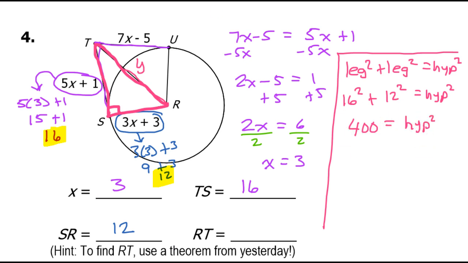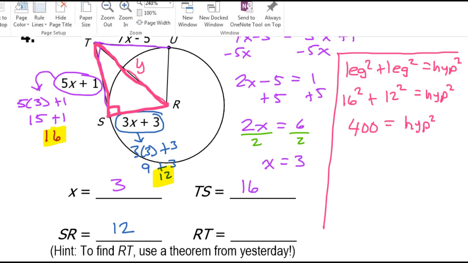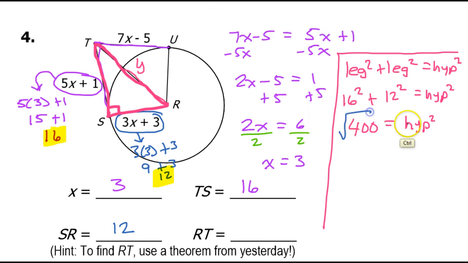So if I want to find what the hypotenuse is, I need to take the square root of both sides. And that's just going to be 20. So the hypotenuse is 20, so that is the length of RT.